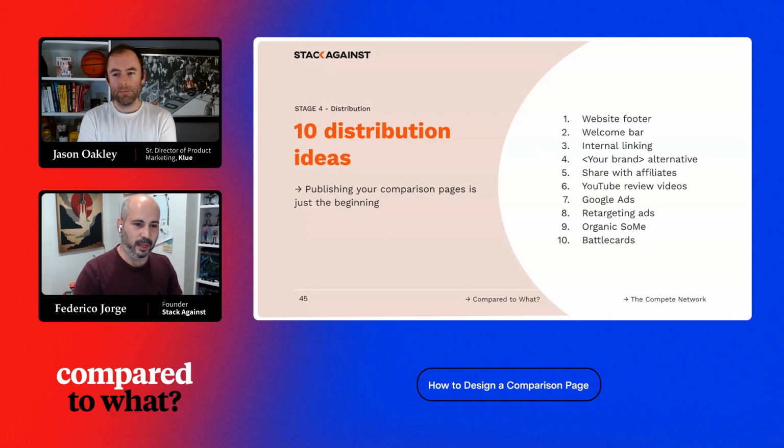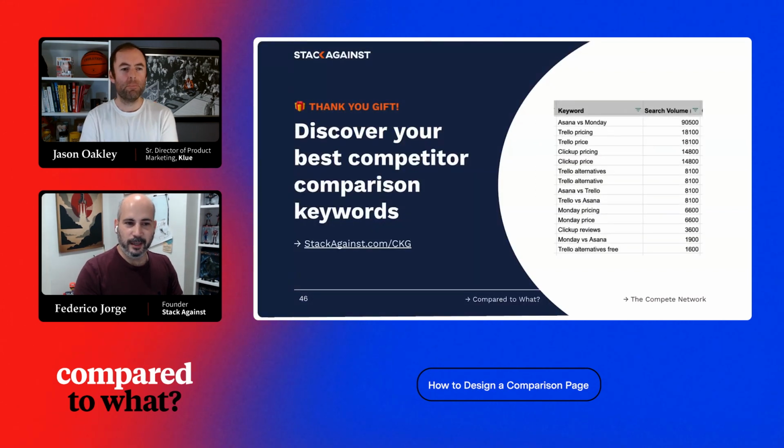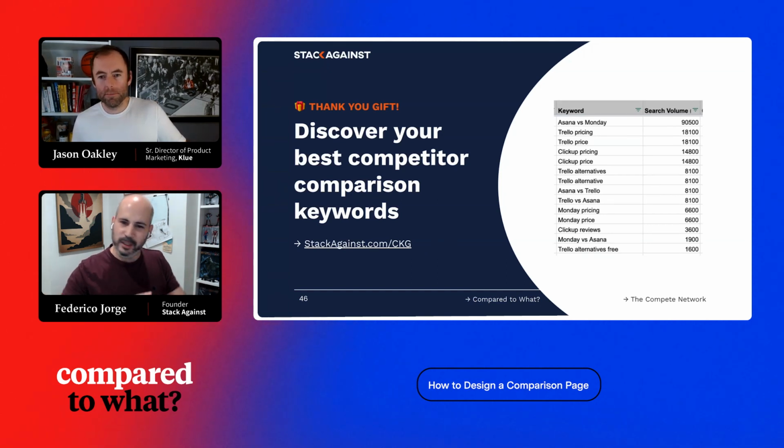Okay, so those are 10 distribution ideas for your comparison pages. Great ideas. And the last one is a gift, to wrap up all these episodes around how to build your comparison pages. We created this mini tool, which is called the Competitive Keyword Generator. You can go to StackAgainst.com/CKG. Basically, you're going to get a very simple form. You just add your product and then add all the competitors that you want.